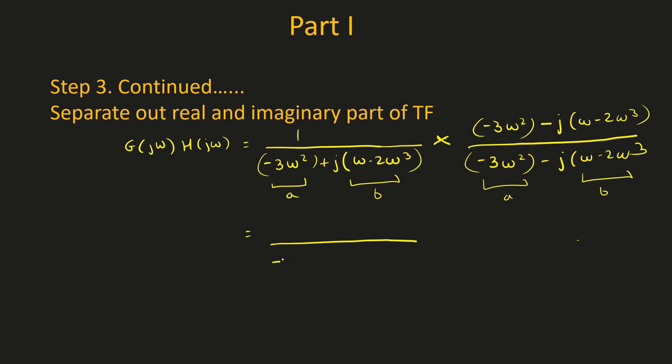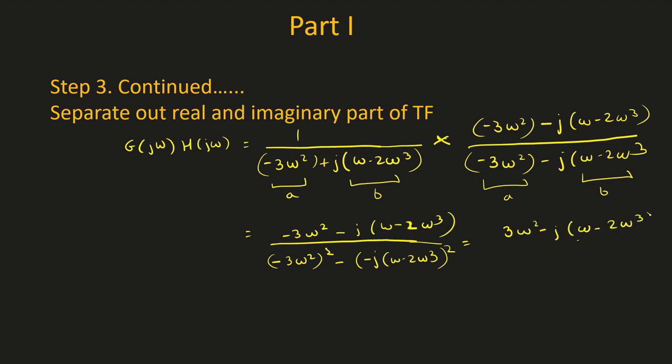square of minus 3 omega square, that is minus j times omega minus 2 omega cube square, and in numerator I get this multiplication, that is minus 3 omega square minus j times omega minus 2 omega cube, right? So if I again rewrite this equation as 3 omega square minus j times omega minus 2 omega cube and solve the denominator, I'll get 9 omega raised to power 4 plus, minus j square of minus j is equal to, the term will become positive, and we'll get omega minus 2 omega cube bracket square.